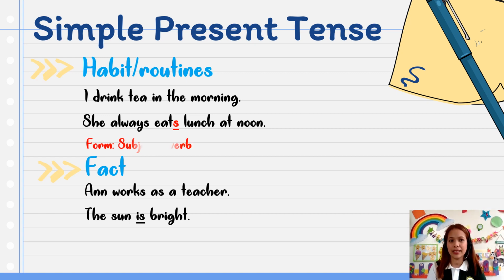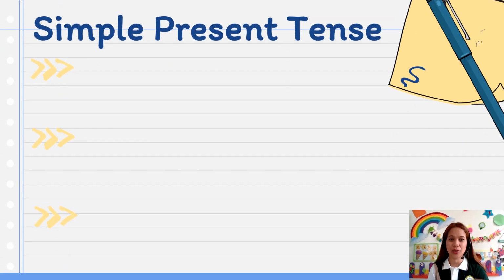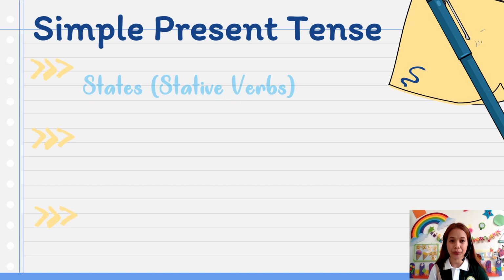Okay, let's proceed. Remember, she always eats lunch at noon. From the subject, she, your verb is eats. Anne works as a teacher. Your subject is Anne. Your verb is works. Okay, let's go to the next one.